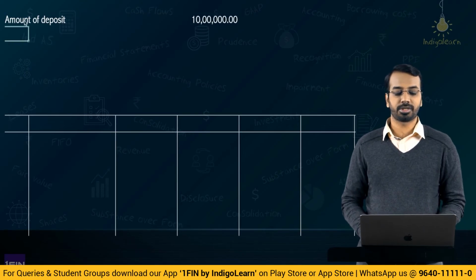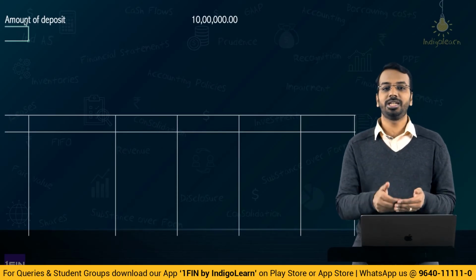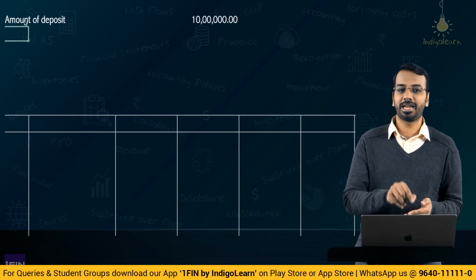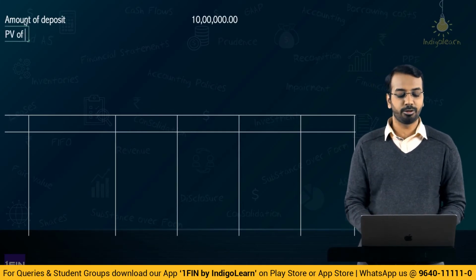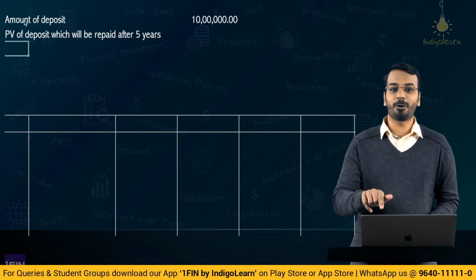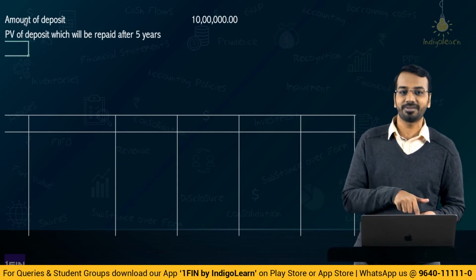Right, this is the amount of deposit. Now, that is the payment made today. After 5 years, once the lease period is over, what is the amount the entity will get back? The entity will get back 10 lakhs. What we need to determine is the present value of the deposit which will be repaid after 5 years, because under the contract, the entity will receive 10 lakhs after 5 years. What is the present value of that?